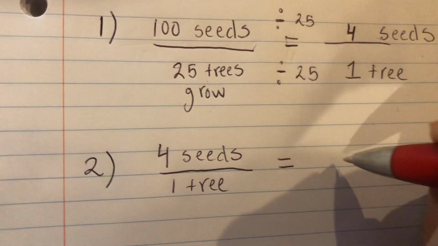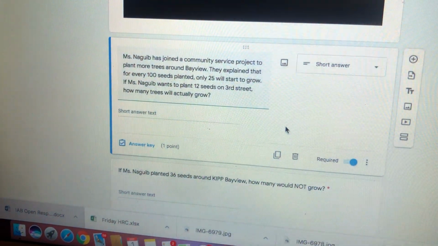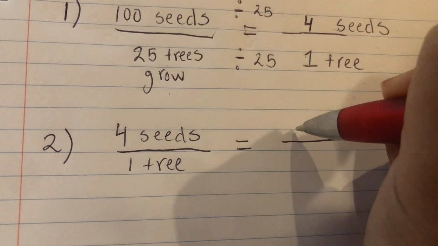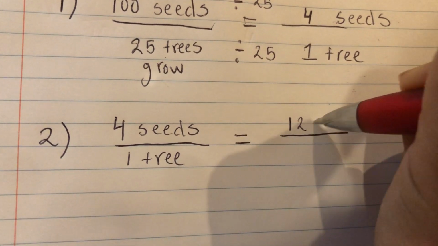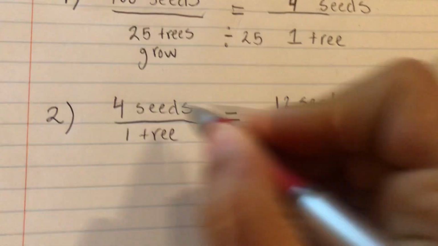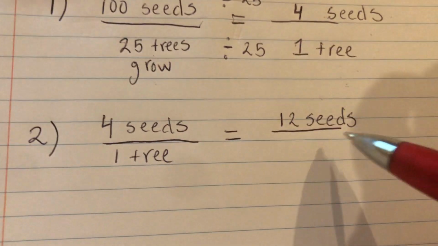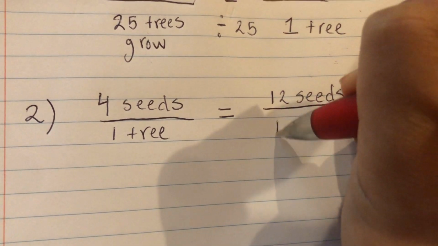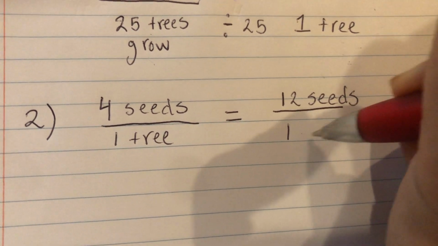I want to figure out, well, Miss Naguib wants to know if she plants 12 seeds. Okay, so let's do this. I'm going to put 12 seeds. Remember, step 3 in the CFS is to always be aware of your units. So if the seeds are at the top, then my second ratio will also have seeds at the top. How many trees will grow? Oops, we don't know.